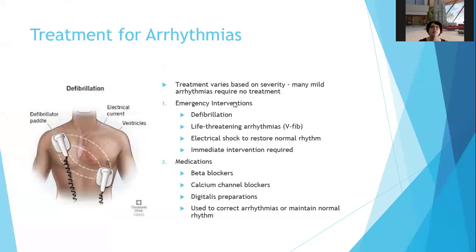So treatment for arrhythmias depends on the severity. A lot of the mild ones require no treatment. If it's an emergency, defibrillation is the treatment. For life-threatening arrhythmias like ventricular fibrillation, you need electrical shock to restore the normal rhythm so your heart will work, and immediate intervention is required. So look for those AEDs the next time you're in lab. I know where they are, so you've got to tell me when we get together again.